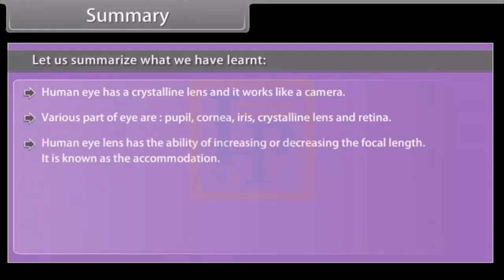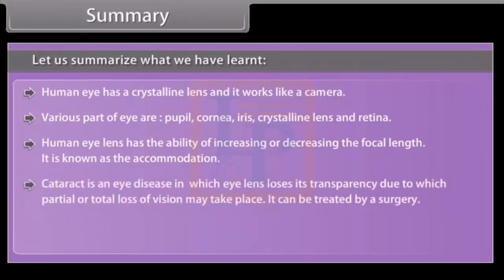The human eye lens has the ability of increasing or decreasing its focal length. It is known as accommodation. Cataract is an eye disease in which the eye lens loses its transparency, due to which partial or total loss of vision may take place. It can be treated by a surgery.